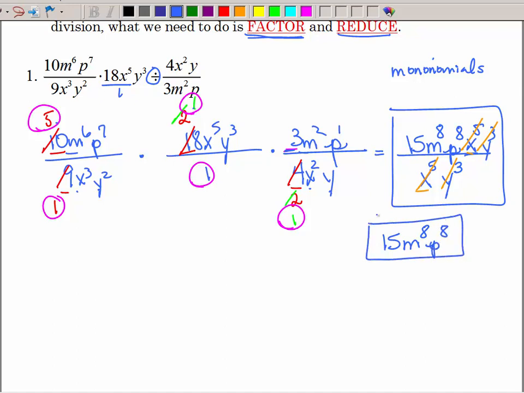So monomials are a little bit easier. You're just using your properties of exponents and properties of regular fractions that you learned and how to reduce those. So will it get more difficult? Yes, it will.